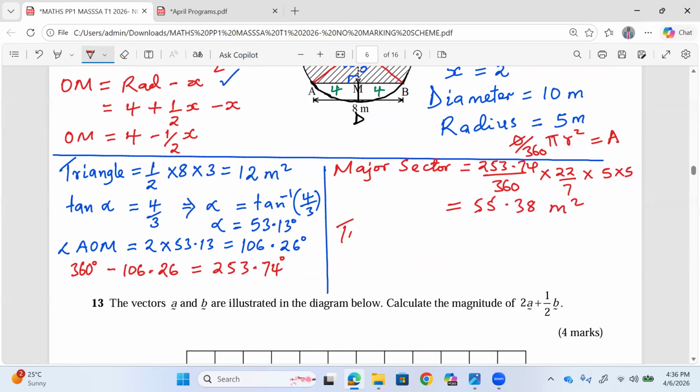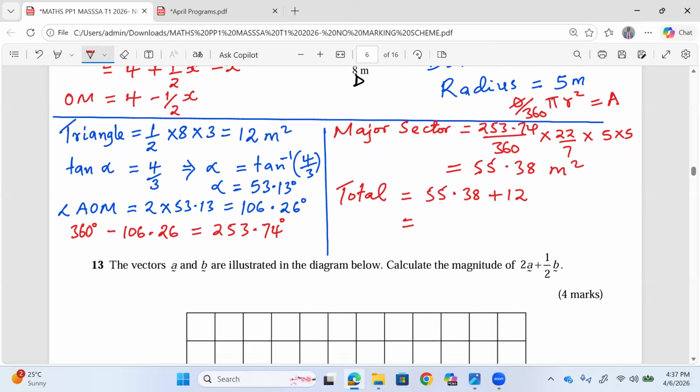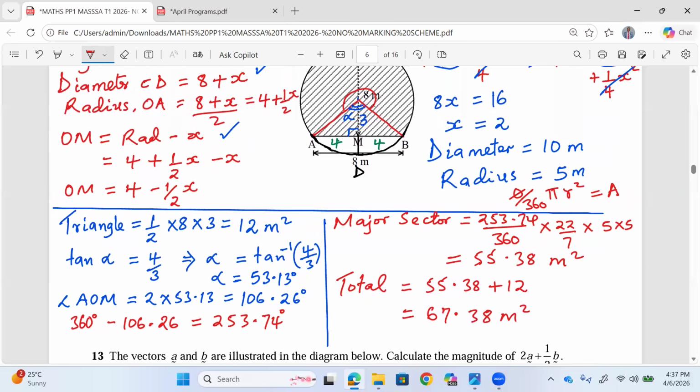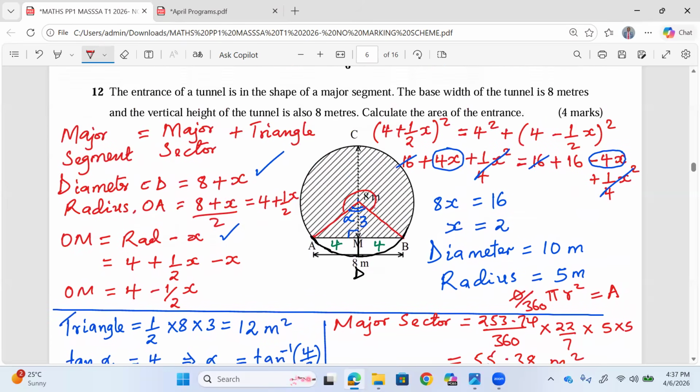So the total area of the major segment shall be the sector plus 12. When you add 12 to this, you get 67.38 square meters. So that is the area of the tunnel, the entrance of the tunnel.